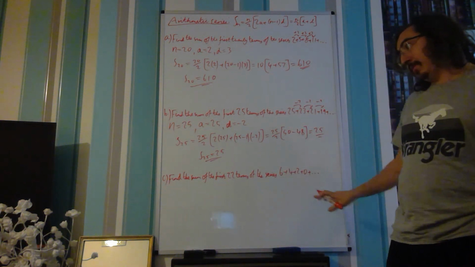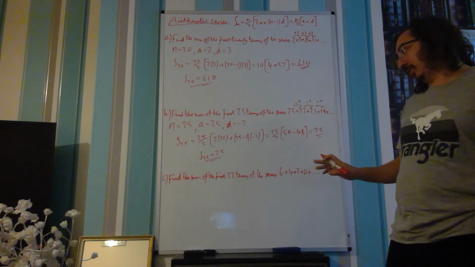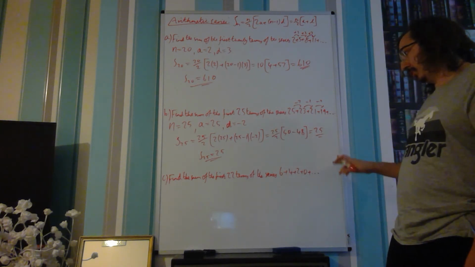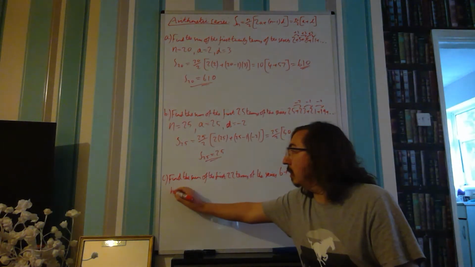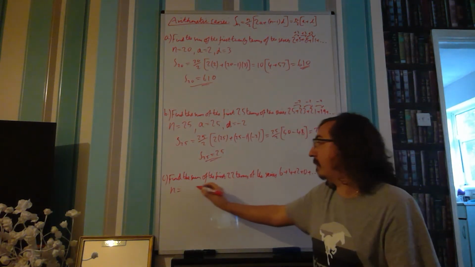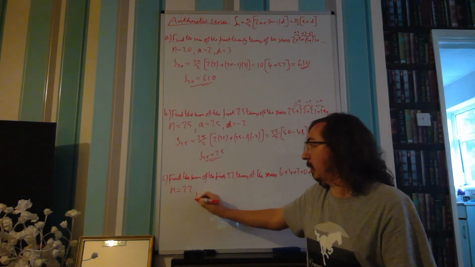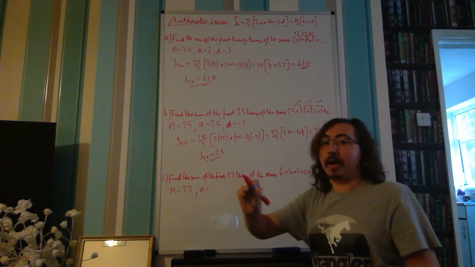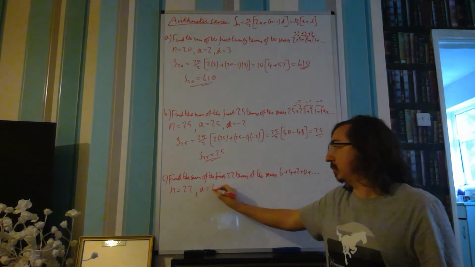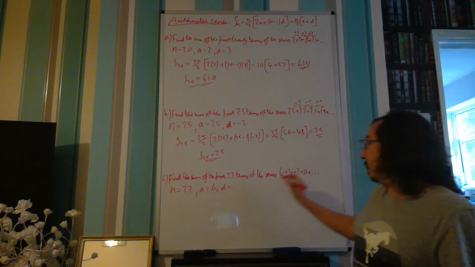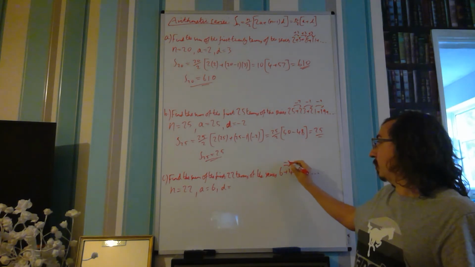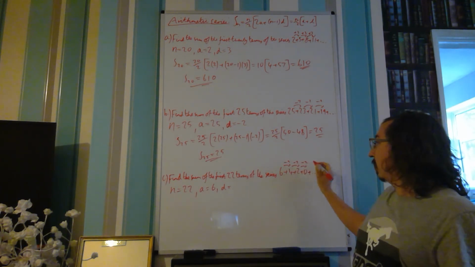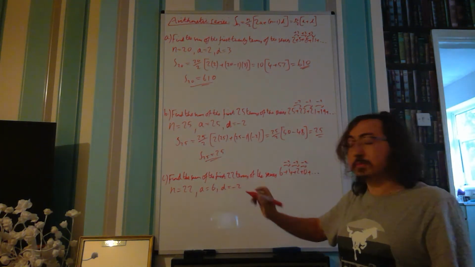So part C then, find the sum of the first 22 terms of the series, 6 plus 4 plus 2 plus 0 and so on. So similar idea for this. We have our n value, which in this case is 22. We have our a, which is our first term in the series, which is 6. And our d value, again we're going down each time, so we're subtracting 2. So our d value is minus 2.